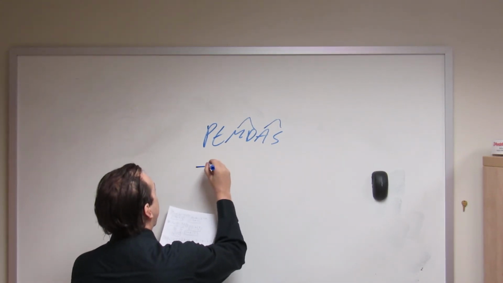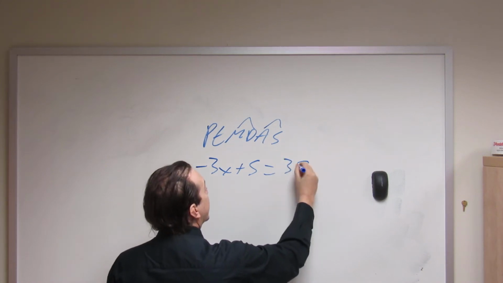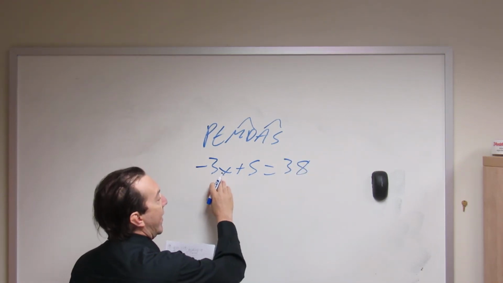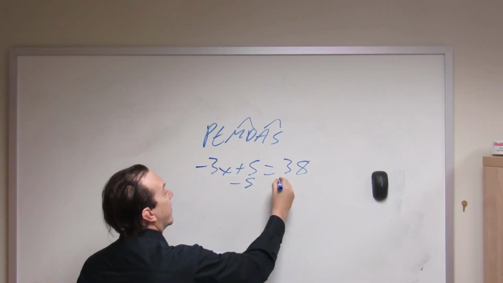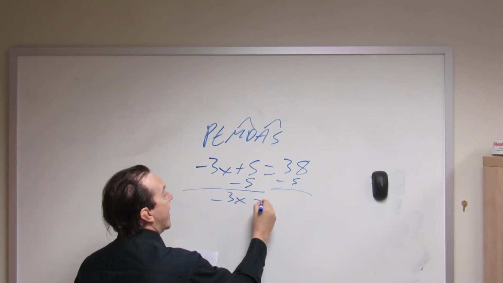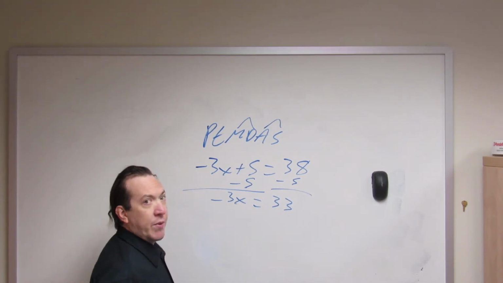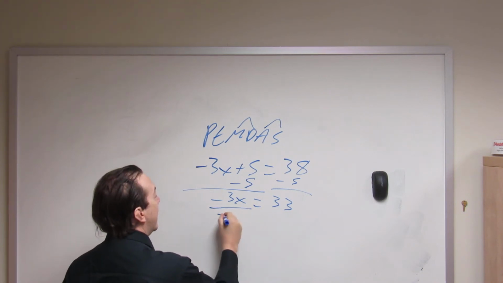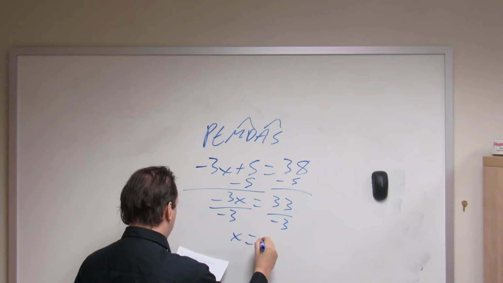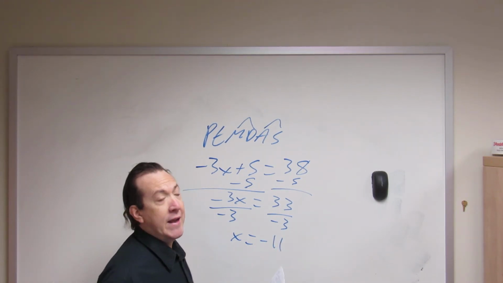Then let's say we have negative 3x plus 5 equals 38. We need to solve for x. So we want x by itself. The first thing, we're going to subtract 5 from both sides. We get negative 3x equals 33. And this is multiplying. Opposite of that is dividing. Divide by negative 3. So x equals negative 11. Make sure you look at the negative signs here.